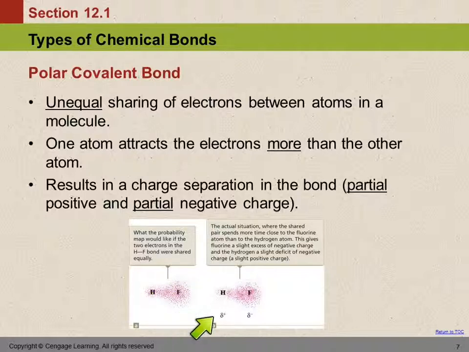And we use these little symbols. This is the Greek lowercase d. It's a delta, delta plus and delta minus. And so this end is a little bit positive and that end is a little bit negative. But it's not an ionic bond. And so I do have an analogy for this.